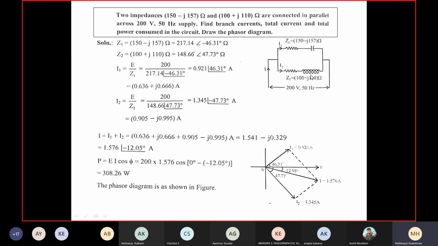What about the current through other? Same as V by Z2. We can see here E by Z2. So I'll be getting rectangular. I'll be getting polar. It's very simple problem. Like in DC circuit, how we did V by R1, V by R2 like that. Same way we are doing it Z1, Z2. Then what is total current I1 plus I2.